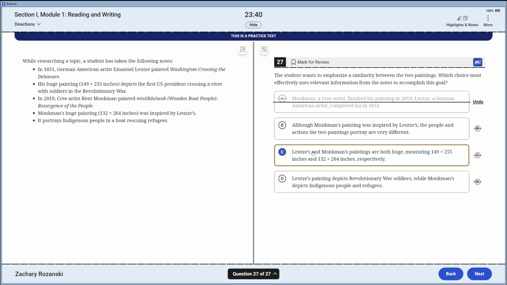So respectively means that Lutz's would be 149. His huge painting, Lutz. Good, that's true. And then the other one, 132. 132, yeah, that's true. My original suspicion must be true. The painting's trash, right? This is a difference of what's in the content.